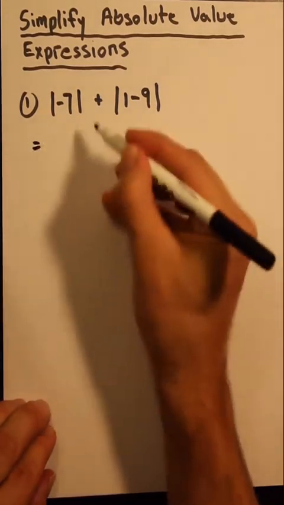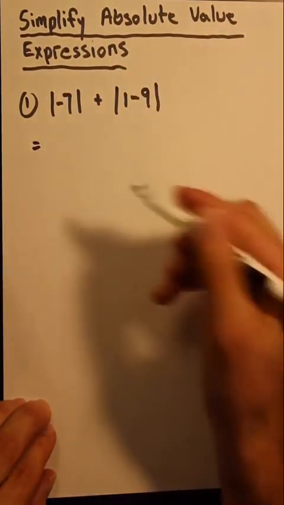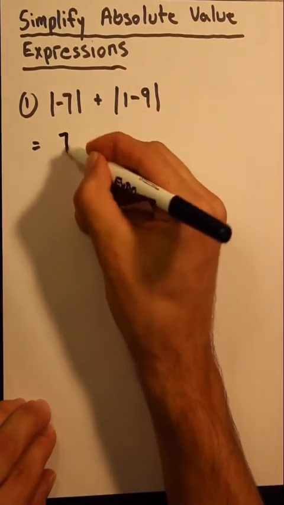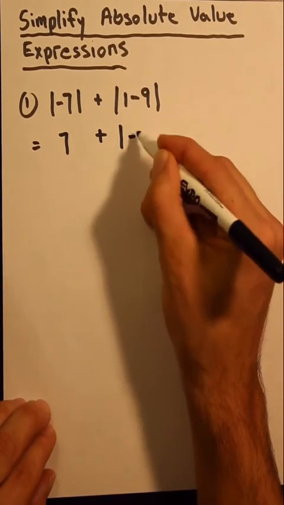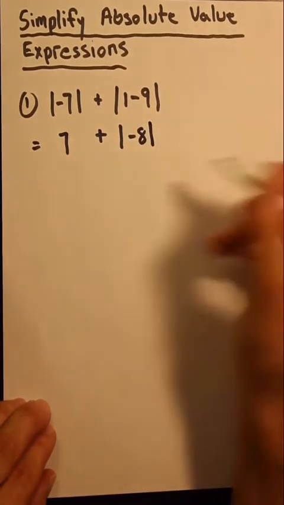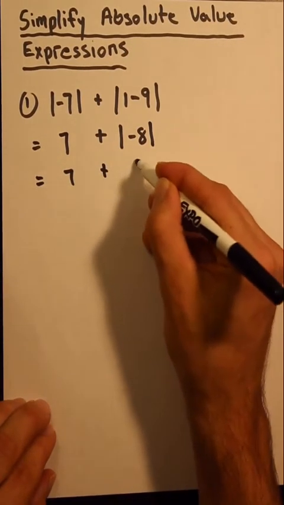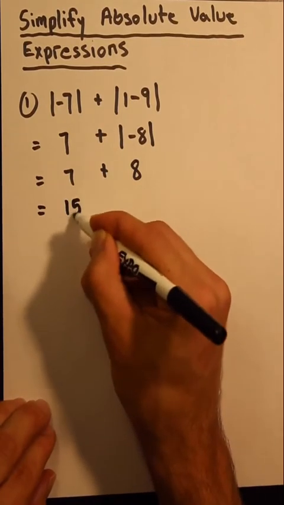Well, I would do each of these absolute values first separately. I treat them like brackets. So the absolute value of -7 is just 7, and then 1 minus 9 is -8, and the absolute value of -8 is just 8. So the answer to this question is 15.